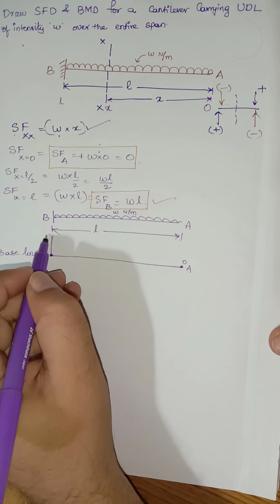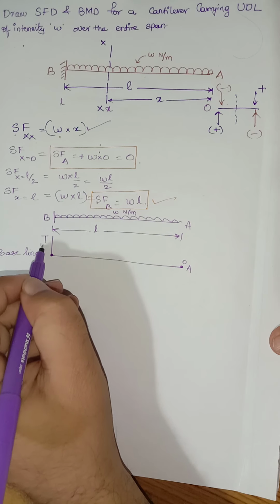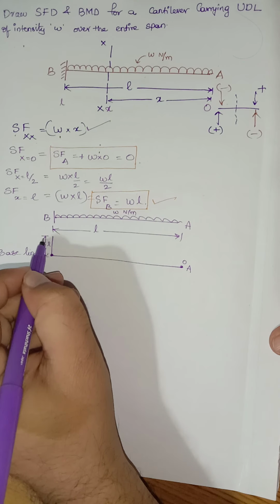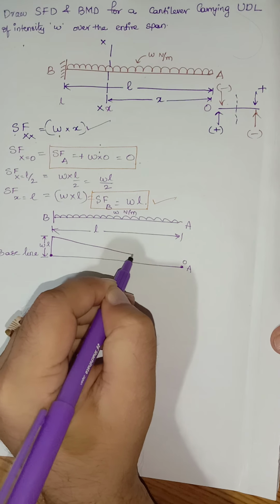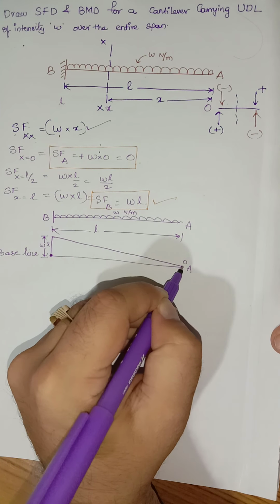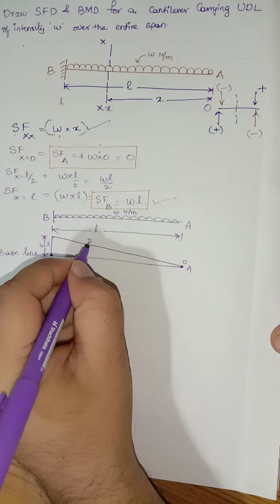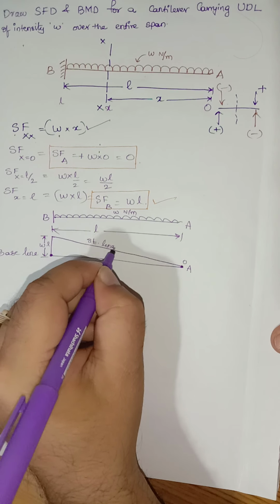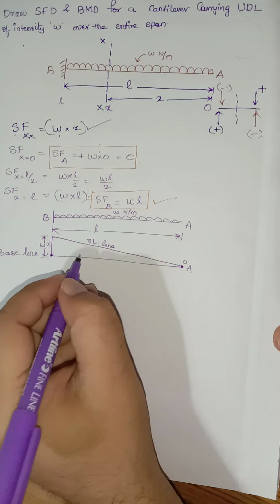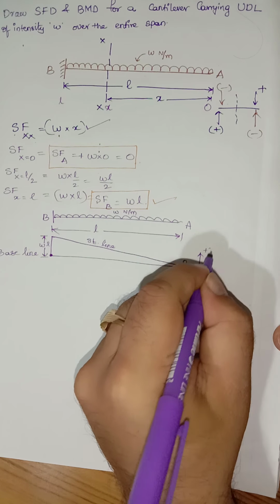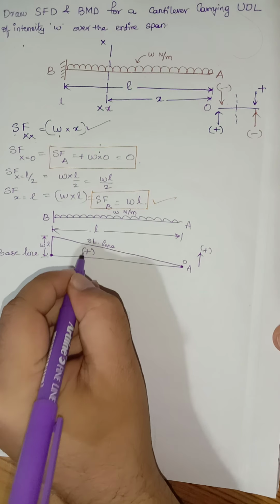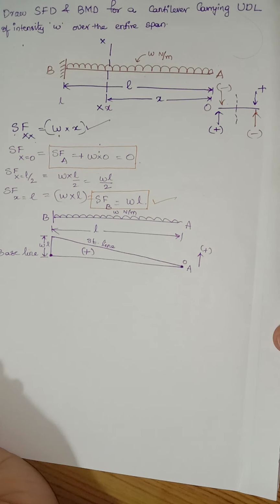That means we need to draw this intensity over here, equal to W multiplied by L. Now from point B, I am simply joining a line to point A. This has to be a straight line. Now, is it positive or negative? As we have plotted in the upward direction, it has to be positive. Just I am marking positive over here. The shear force diagram is completed.